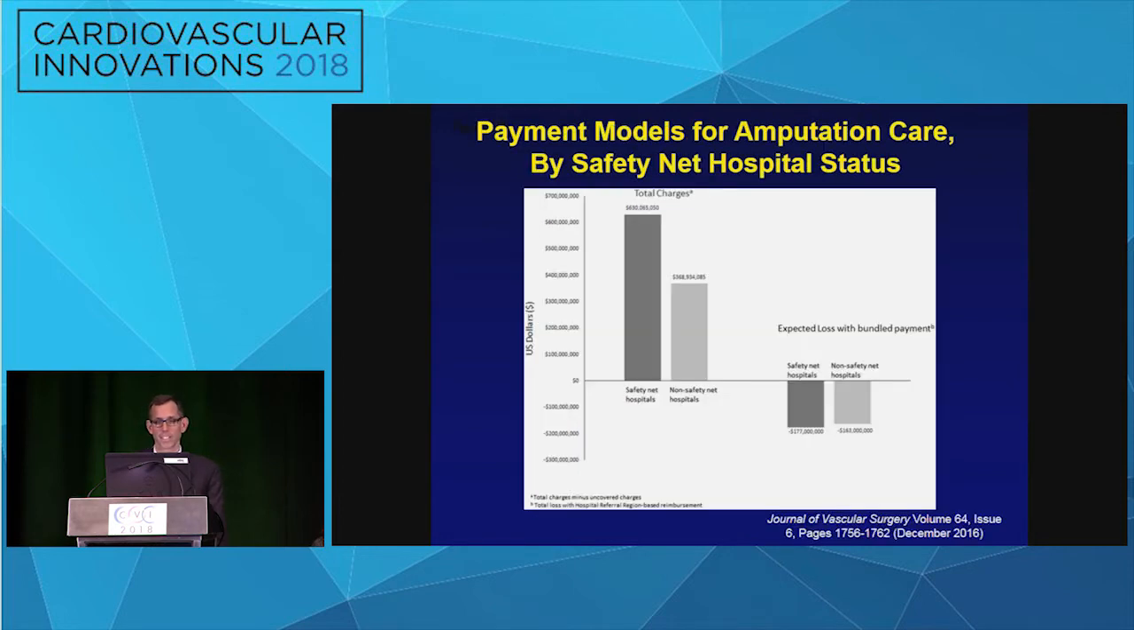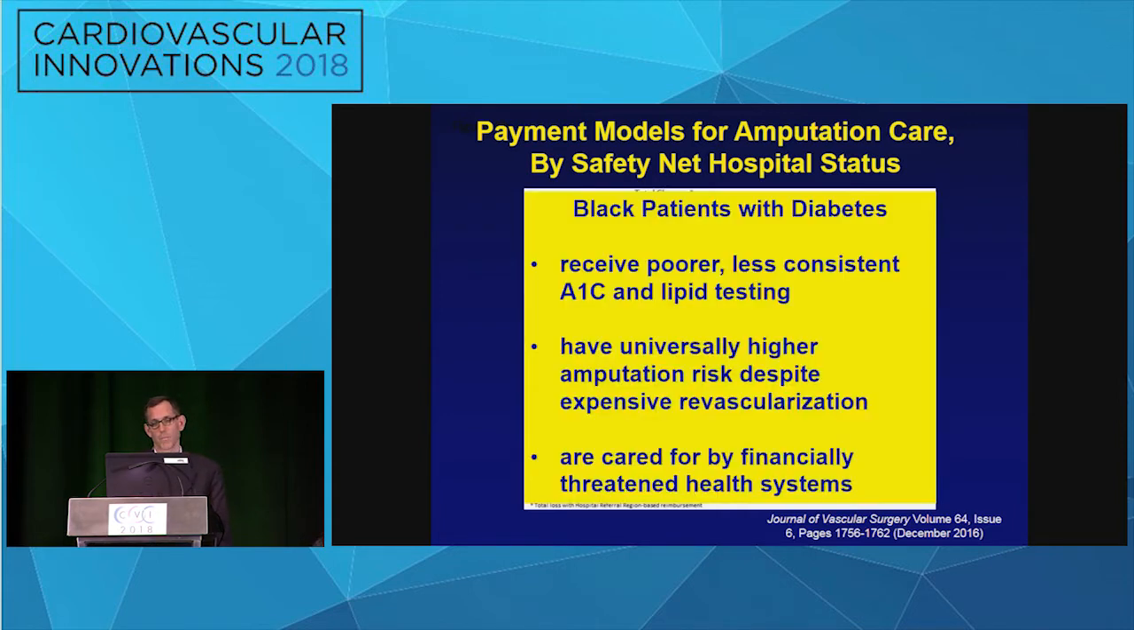What about health policy? If you look at payment models in Texas for the care of patients with CLI, safety net hospitals who disproportionately care for African American patients were paid $600,000 in Texas for the care of patients undergoing amputation. Revisions with bundled payments would actually take all those payments away from safety net hospitals, turning the $600,000 of remuneration that those hospitals received into a $200,000 loss. So even health policy is going to disadvantage these populations.